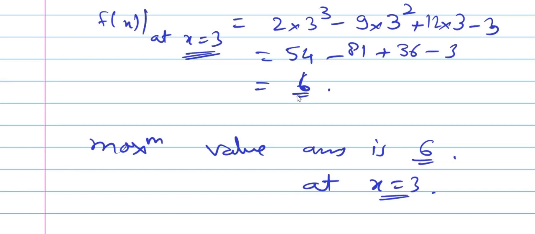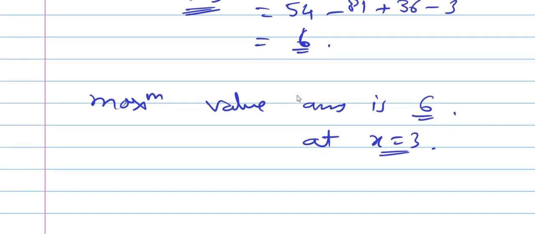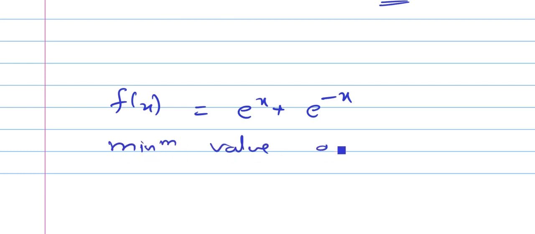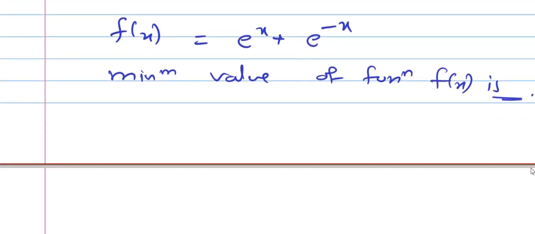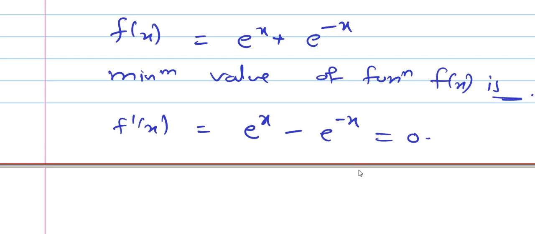Now let's look at one more question. f of x equal to e raised to x plus e raised to minus x, and we have to find out the minimum value of this function. What is the procedure? First get the stationary point. So f dash x equals derivative of e raised to x plus derivative of e raised to minus x, which is minus e raised to minus x. So equate this derivative with 0.